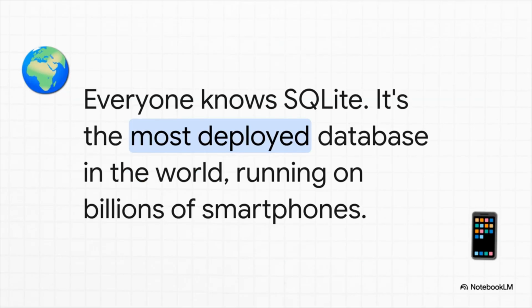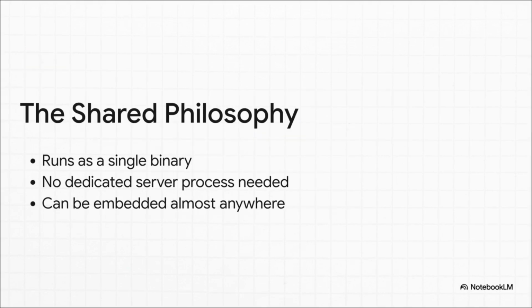Everybody knows that SQLite is the most deployed database in the world, and that's because it runs as a single binary with no database management server process necessary, allowing it to be embedded almost anywhere, like the billions of smartphones around the world. DuckDB is built on the same philosophy, but instead of storing data row-wise, it stores it column-wise.